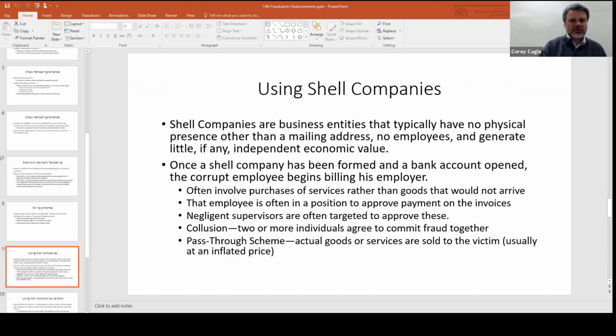Okay, we got shell companies. That's kind of a hot spot for test questions. So shell companies are not real. It's usually nothing more than a mailing address. There's no employees. It doesn't do anything to generate any value. It has a bank account and a post office box, probably about it. There are legitimate reasons to use these types of companies, but a lot of times they're used for the wrong kind of reasons.